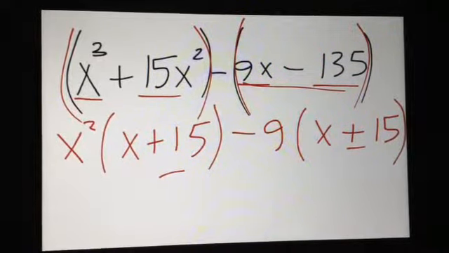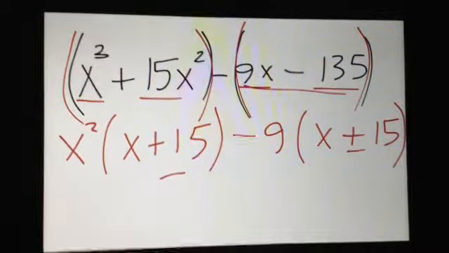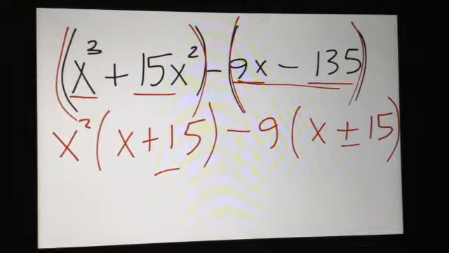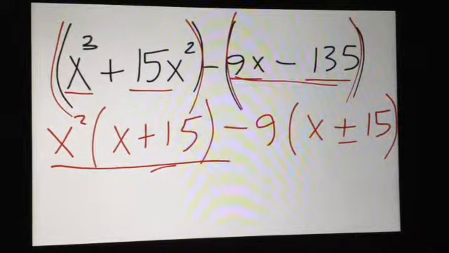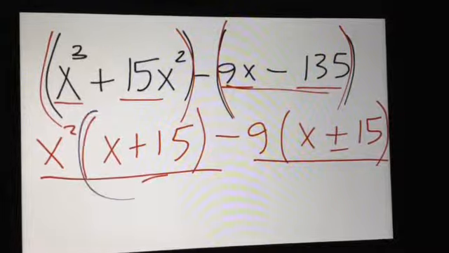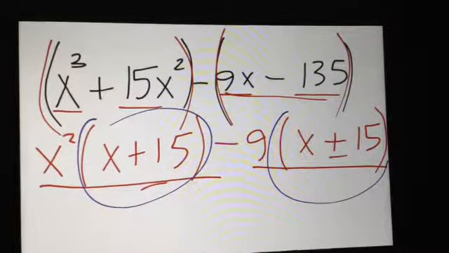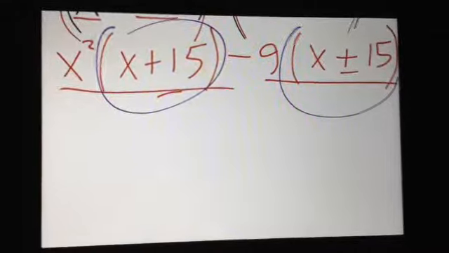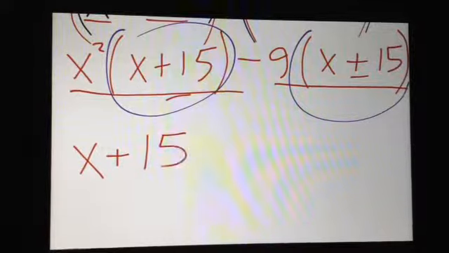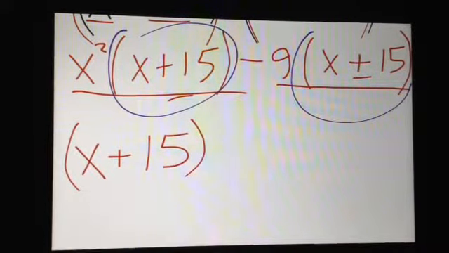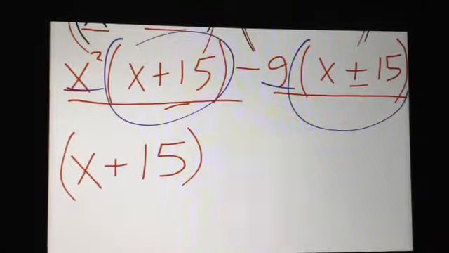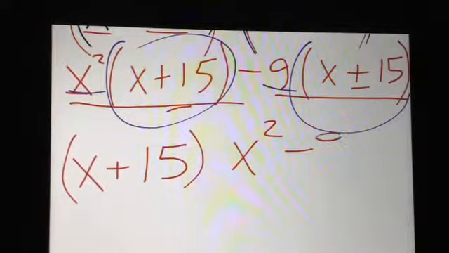So now we can factor out of this whole solution something that it has in common. X squared times x plus 15, 9 times x plus 15. What do those two have in common? It's the x plus 15. So now we're going to factor out the x plus 15. So we put the greatest common factor, which is x plus 15, on the outside. And then leave what we have left, which is this and this. So now we have x squared minus 9.